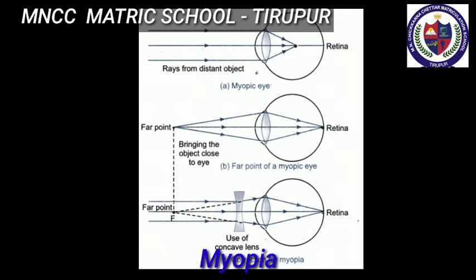So first defect, myopia. Myopia, also known as short-sightedness, occurs due to the lengthening of eyeball. With this defect, nearby objects can be seen clearly, but distant objects cannot be seen clearly. This defect can be corrected using a concave lens.